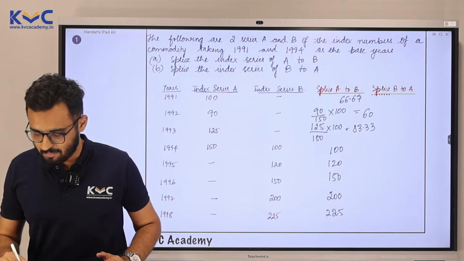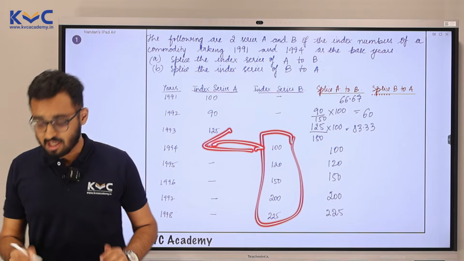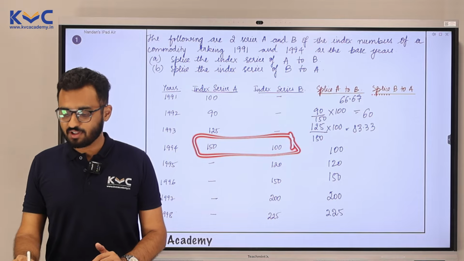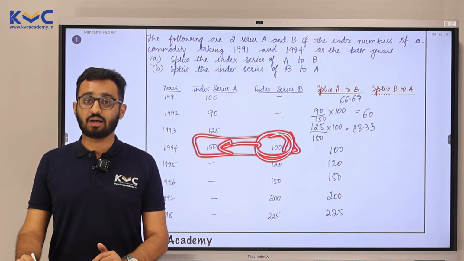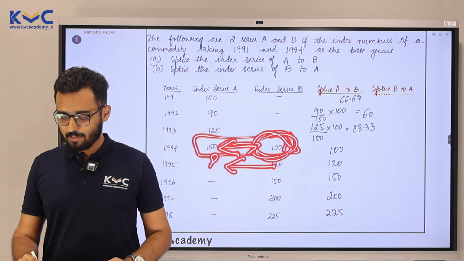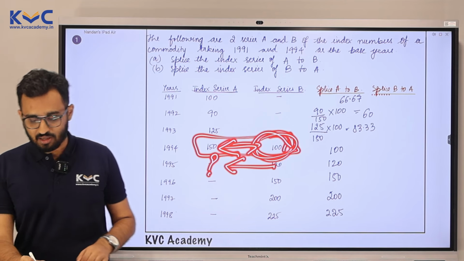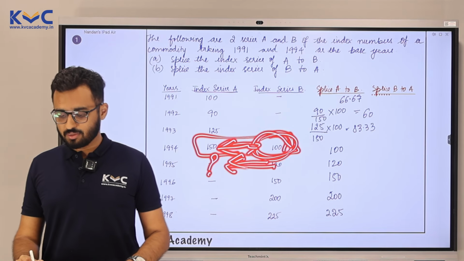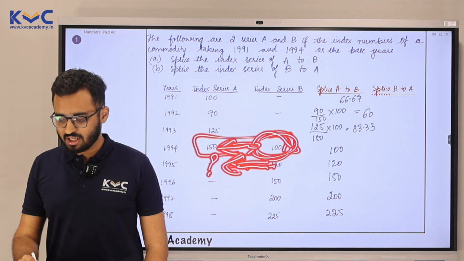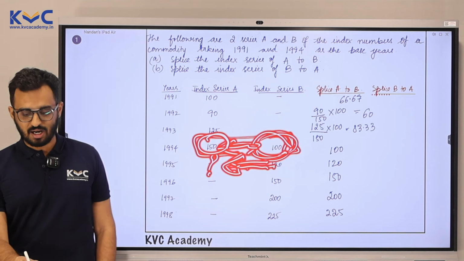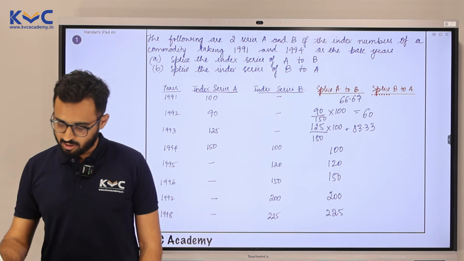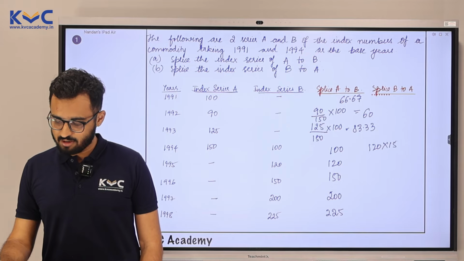What are we doing? B is now going to merge with A. That means we have a common value here, with 100 now being equated to 150, right? If 100 is 150, what will happen to 120? How will the calculation go? 120 into 150 divided by 100. So 120 into 150 divided by 100.